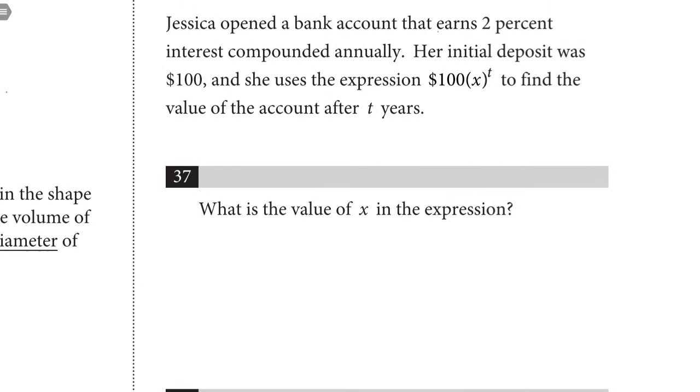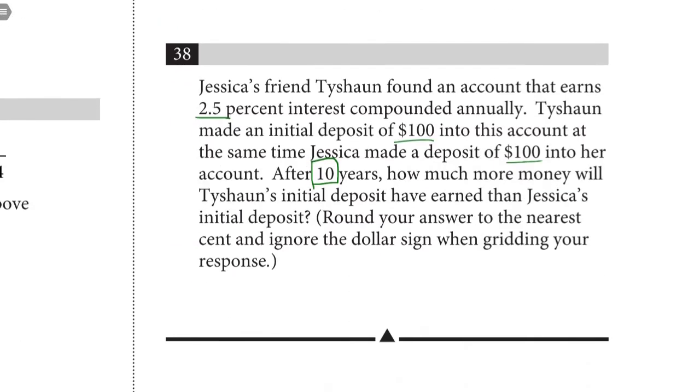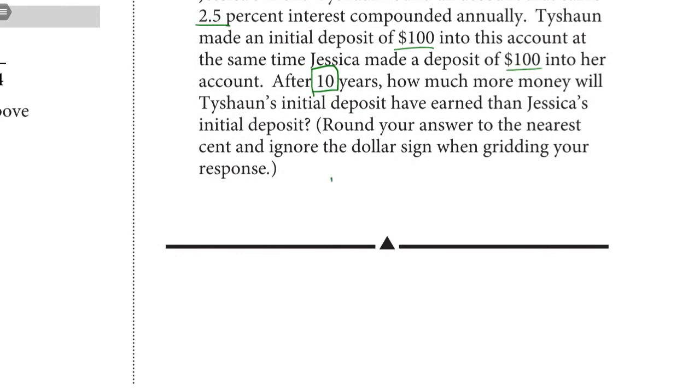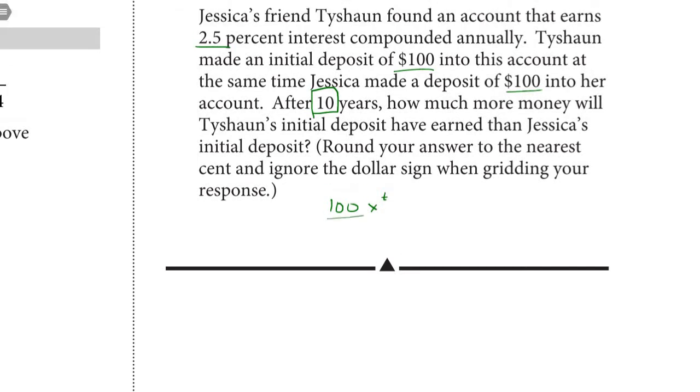So let's go back to our handy dandy expression that they gave us, which is 100x to the t. Let's write that down here to remind ourselves. So 100x to the t, right? And again, 100 is just the initial deposit, which is going to be the same for both. X is the percent, which is going to be different for both. And t is going to be the amount of years, which is going to be the same for both.